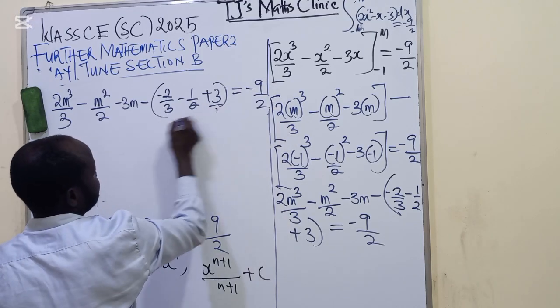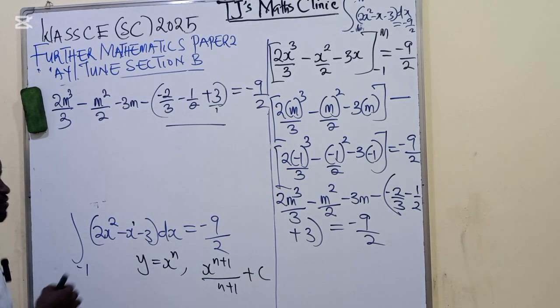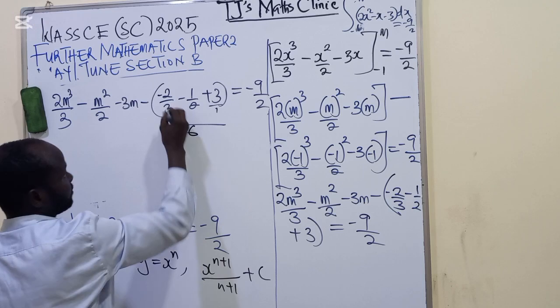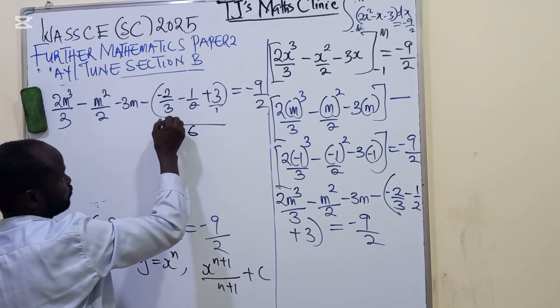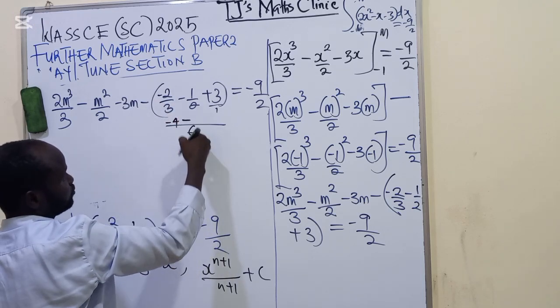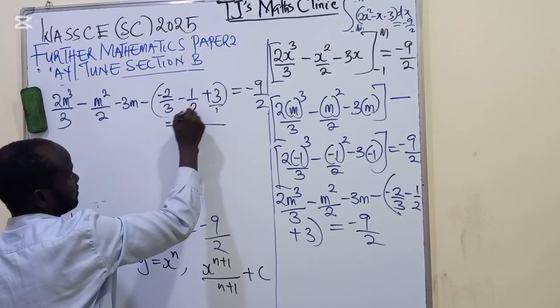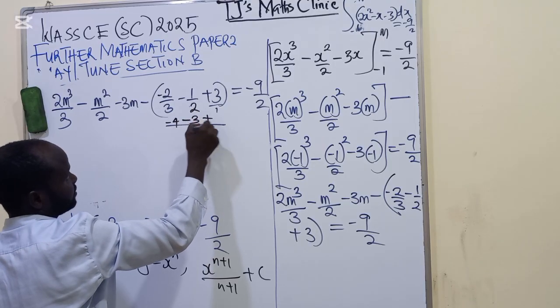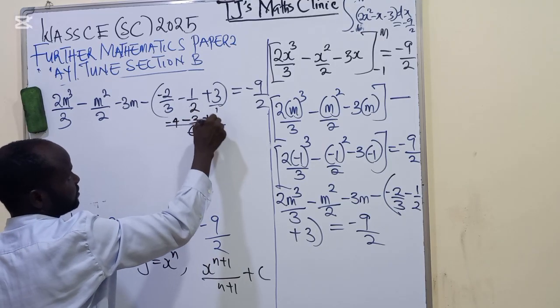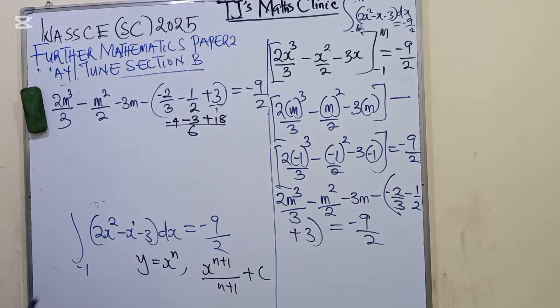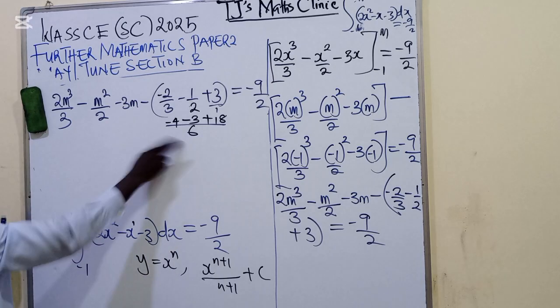Let me find the LCM here. The LCM, of course, will be 6. 3 into 6 is 2 times minus 2, that's minus 4, minus 2 into 6 is 3, we have minus 3, plus 1 into 6 is 6 times 3, that will be 18. So we have minus 4 minus 3 plus 18. Minus 4 minus 3 is minus 7, plus 18 will be 11. That will be 11 divided by 6 now.